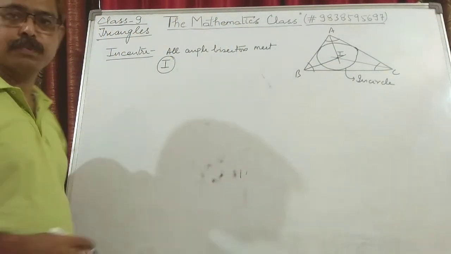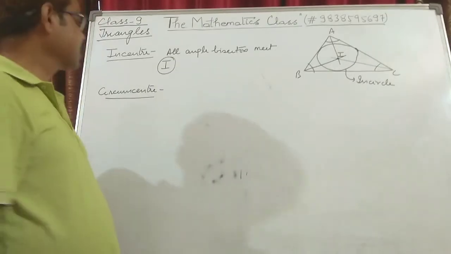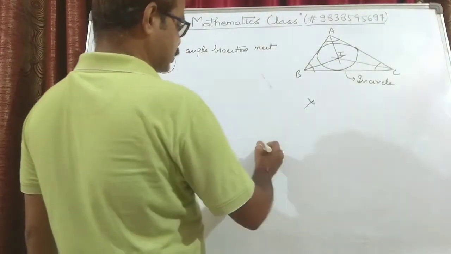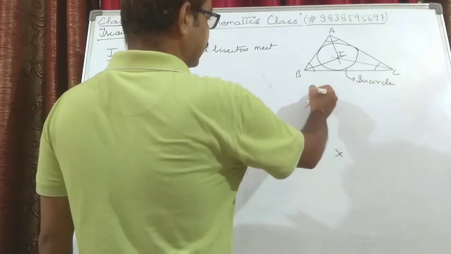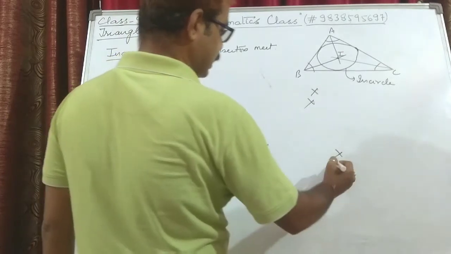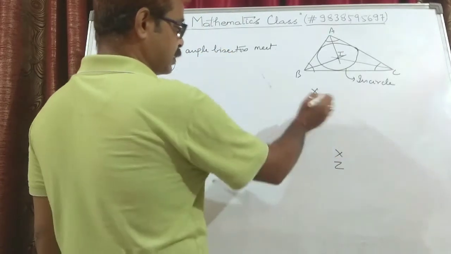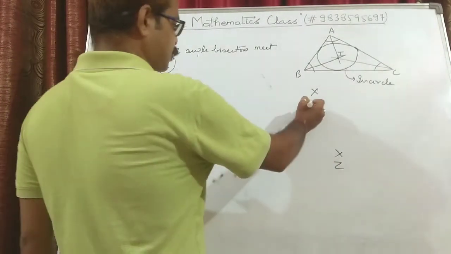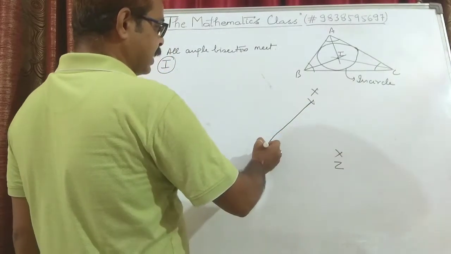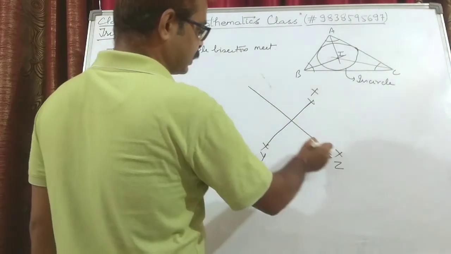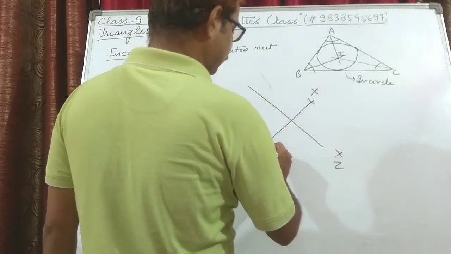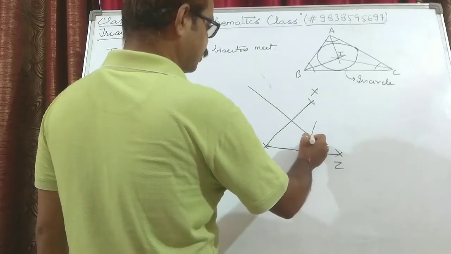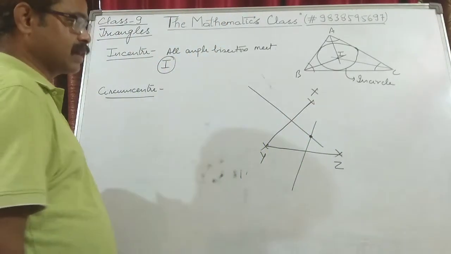Now the next point is circumcenter. What is circumcenter? Suppose we have 3 points X, Y and Z. These are the vertices. These are 3 points which are non-collinear. Non-collinear means they are not in a straight line. Suppose I join X and Y and draw a perpendicular bisector, it will be something like this. And I join Y and Z and draw a perpendicular bisector, that will be something like this. This point is known as circumcenter.